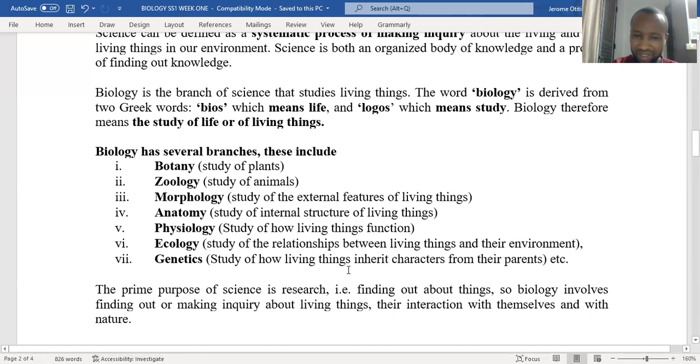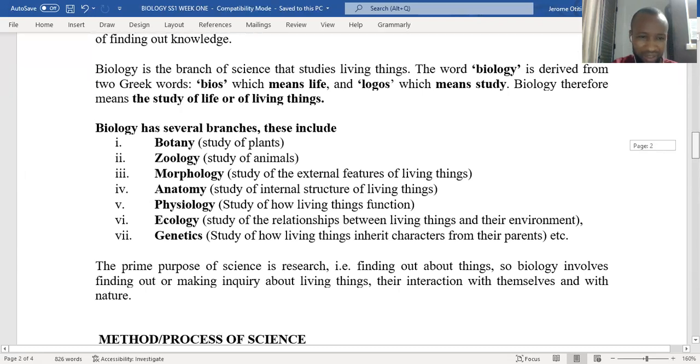Genetics is the study of how living things inherit characters from their parents. In other words, the study of heredity and variations among a population. Okay, there are other branches of biology that are not listed here, though we have two major branches, which are botany and zoology, and the third major part, which is microbiology, which is not here. Microbiology is the study of living organisms that you cannot see with your naked eye. We call it microbiology.